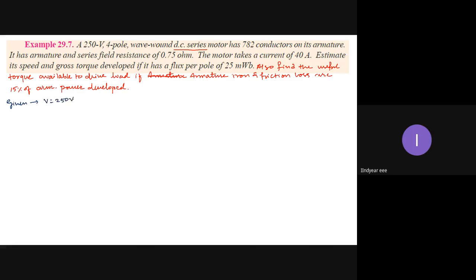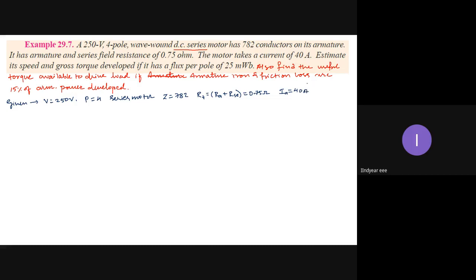V is 250 volts. Number of poles are 4. It is a series motor. Number of conductors are 782. Its armature resistance, RT, I will take it here, which is equal to RA plus RSE. Separately, it is not mentioned, which is equal to 0.75 ohms. So a motor takes a current of 40 amperes. Because it is a series motor, my armature current, load current, and line current all are same.